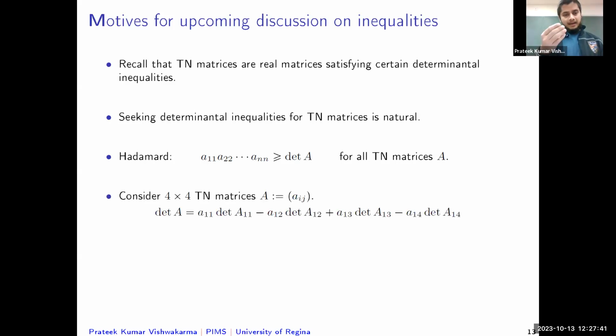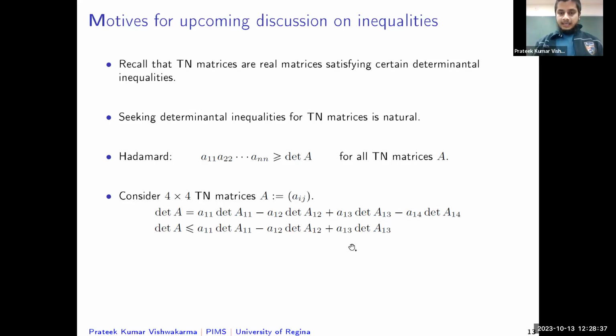To see another intriguing example of such determinantal inequalities, consider 4x4 totally non-negative matrices A and expand the determinant along the first row. So we will have something like determinant A equals A11 times determinant A11 minus A12, and so on. Now this is a determinantal identity, the Laplace determinant identity. Because A is a totally non-negative matrix, the last entry in this expansion, A14 times determinant A14, is going to be a non-negative real number. So it is obvious that if we drop the last term from this identity, we get a determinantal inequality of this form.